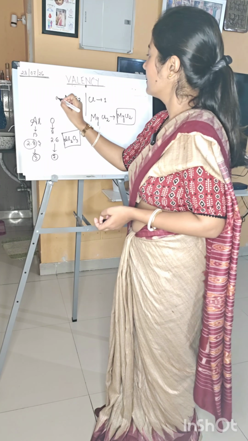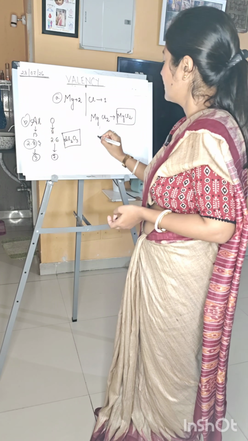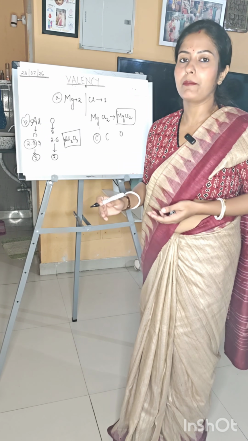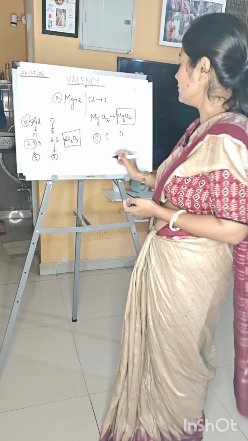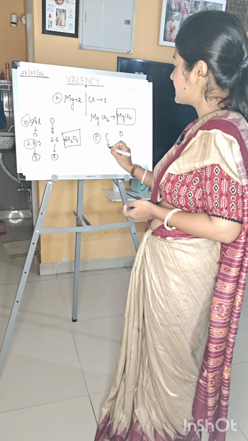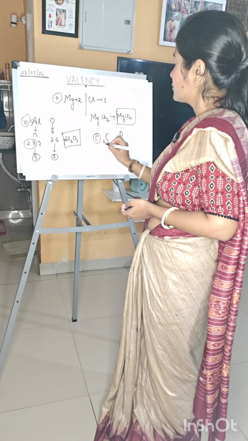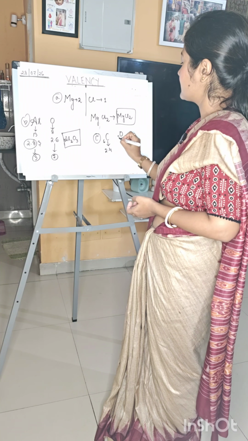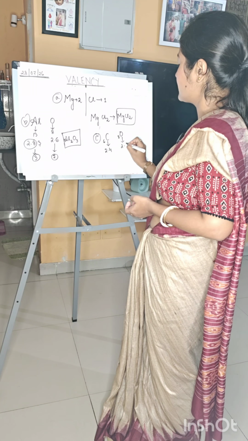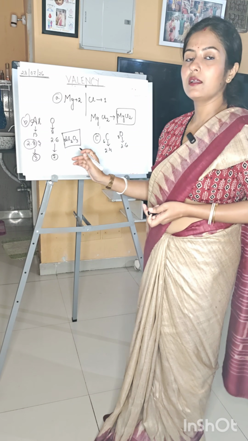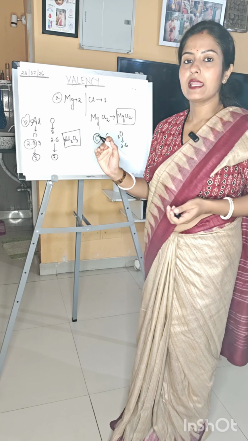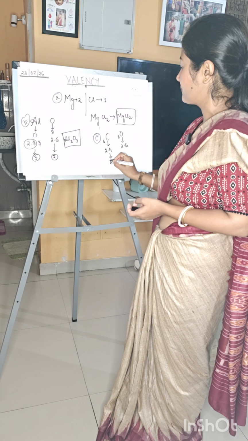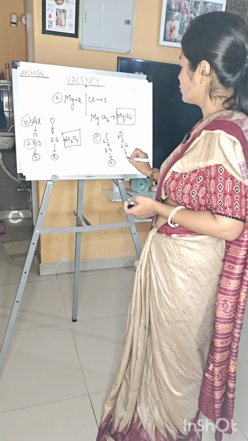Now let us take up the third example. Carbon and oxygen combine together to form a compound. Now what will be the molecular formula of the compound? Carbon's atomic number is 6, so the electronic configuration will be 2.4. Oxygen's atomic number is 8, and the electronic configuration will be 2.6. Now carbon either can lose these 4 electrons or it can accept 4 electrons to attain the nearest noble gas configuration. So its valency is 4 and oxygen's valency is 2.